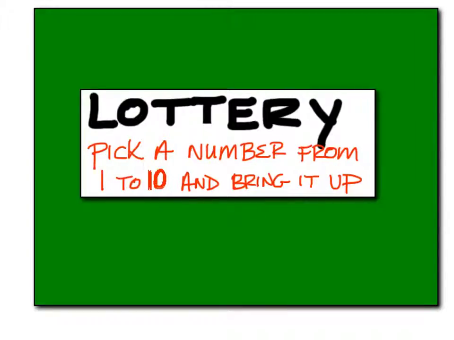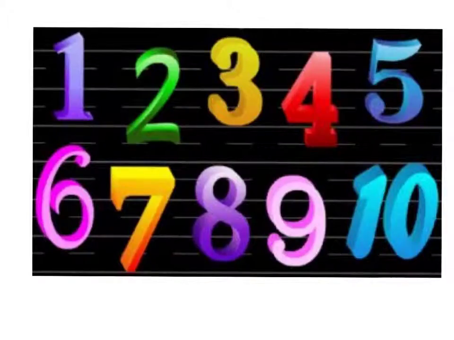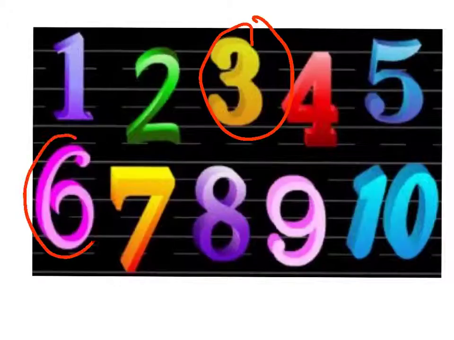Go ahead and pick a lottery number and come on up. Okay, numbers for today are 3 and 6. Oh, you gotta be kidding me. Alright, go ahead and bring up your homework. Homework check will be up here.